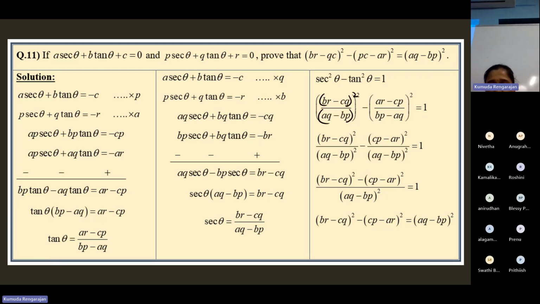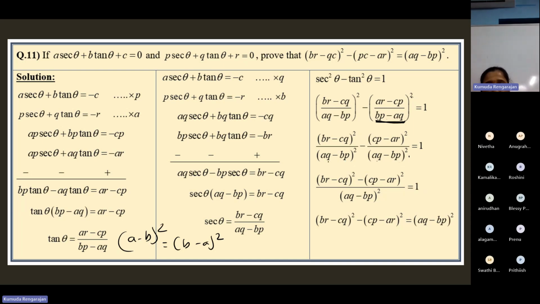Take the squares separately for the numerator and denominator like this, correct? And then the denominator is the same. Okay, the denominator is not the same. Here you have BP minus AQ. But remember that A minus B the whole square and B minus A the whole square are the same. A minus B, B minus A, not the same. But A minus B the whole square and B minus A the whole square, both are the same. So here we have BP minus AQ the whole square. You can also write it as AQ minus BP the whole square.